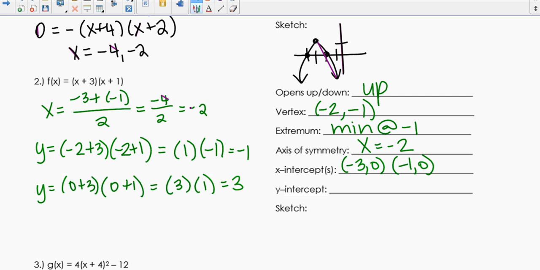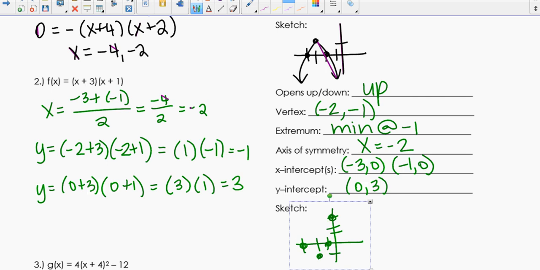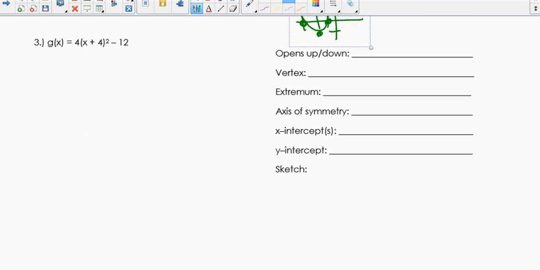Cool. All right, so we are at 0, 3. Again, you guys, do yourself a favor. Draw a quick sketch. We're at negative 2, negative 1. These are our x-intercepts. Y-intercept is up here. Looks pretty darn good. All right, last one, vertex form.